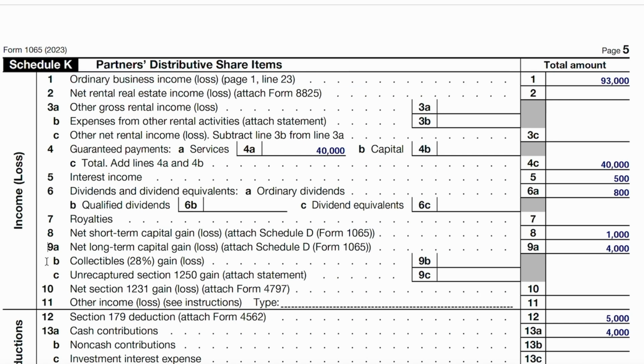Is that right? It is not right, because this line item net long term capital gain is treated differently for different partners. For some partner it can be even 0%, for some partner it can be 15%. So therefore it is separately stated.